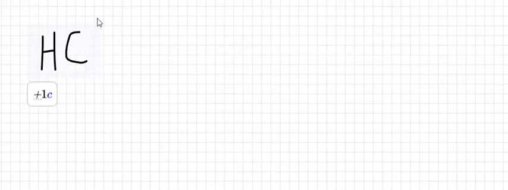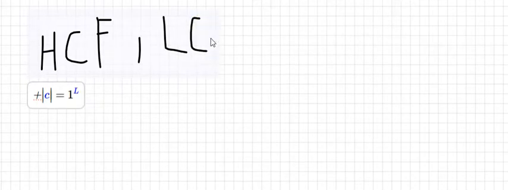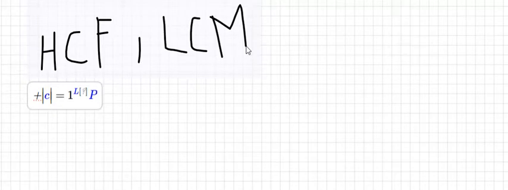Hello guys, so today I would like to explain to you the basic concepts of HCF and LCM. HCF stands for highest common factor and LCM stands for lowest common multiple. These are very basic concepts of mathematics which are very much essential to learn. So what is HCF? HCF stands for highest common factor and LCM stands for lowest common multiple.